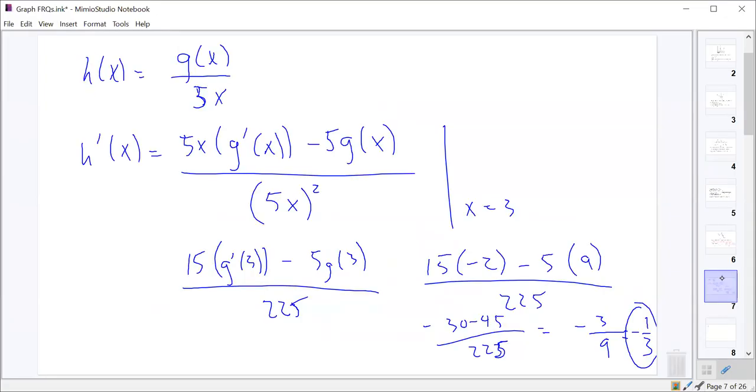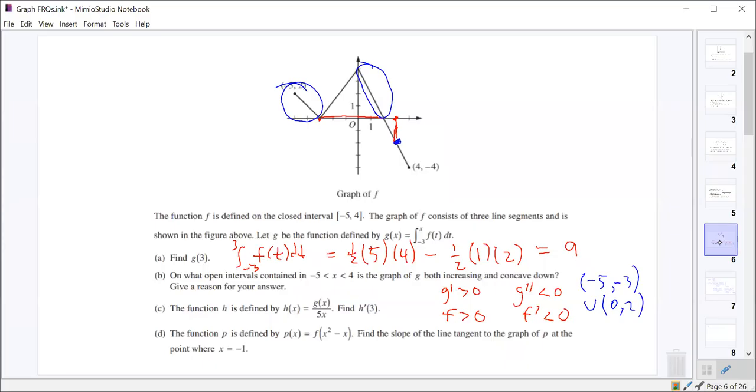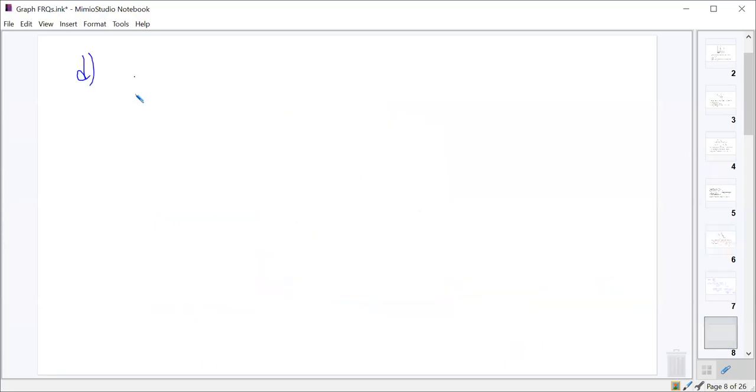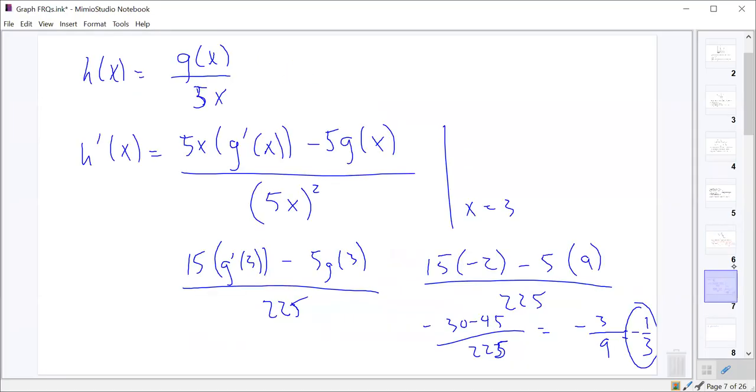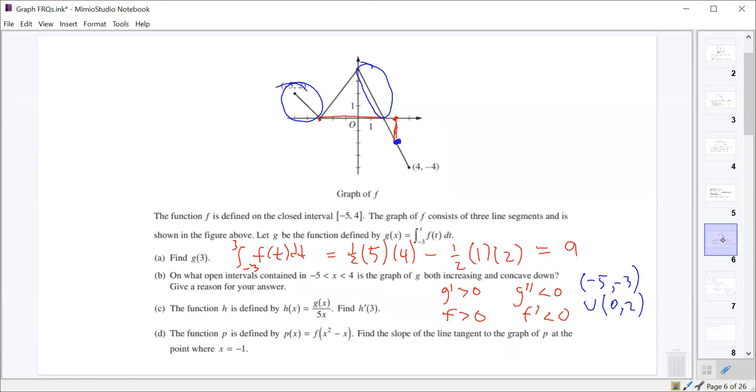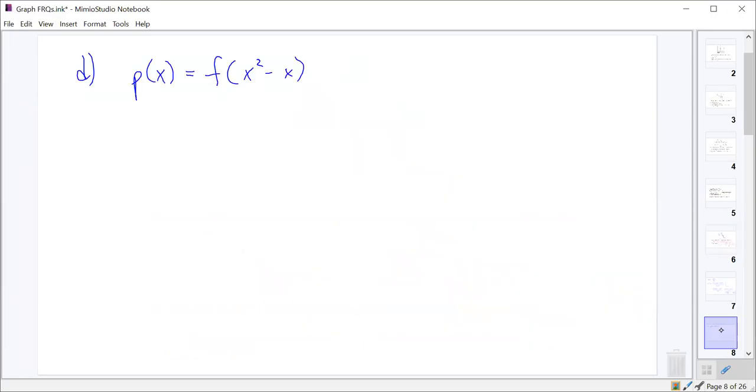All right, part D. It gives us another new function. P of x is f of x squared minus x. And we want to find the slope of the line tangent to P at x equals -1. So effectively, we're looking for P prime of -1. Which means we need to find an expression for P prime of x, right?